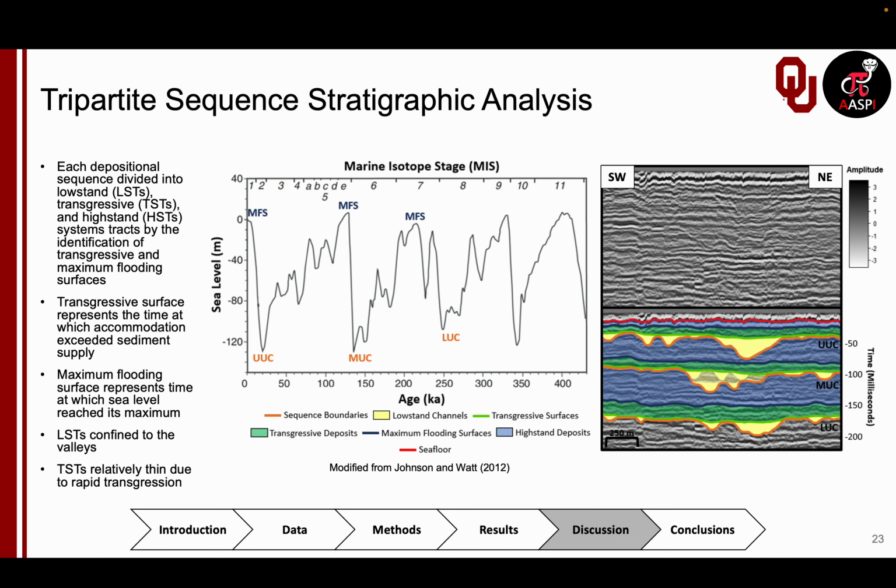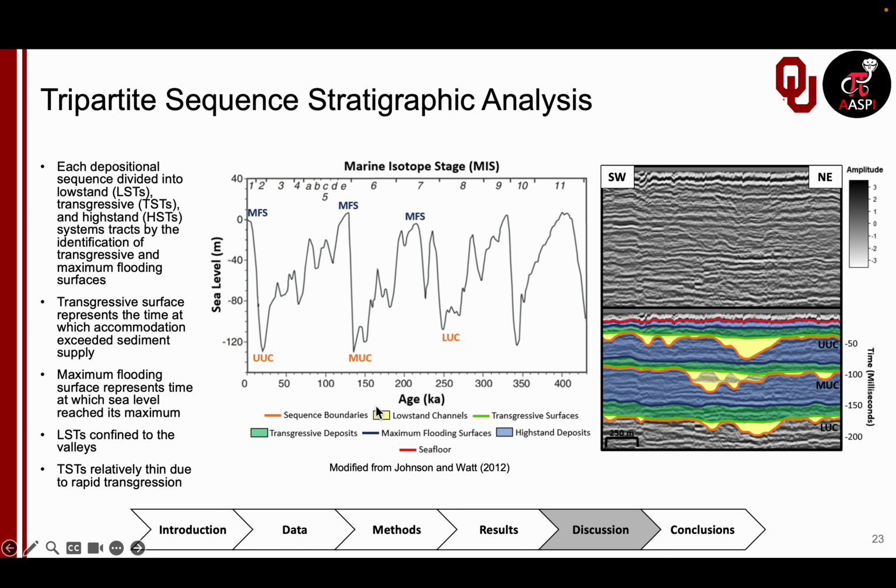So what is a transgressive surface? Well, the transgressive surface separates the lowstand systems tract from the transgressive systems tract, and that simply represents the time at which accommodation exceeded sediment supply. Our maximum flooding surface, on the other hand, separates our transgressive systems tract from the overlying highstand systems tract, and that surface represents, as the name implies, the time at which sea level reached its maximum. So we can also correlate roughly those surfaces to a high stand event on our sea level curve.